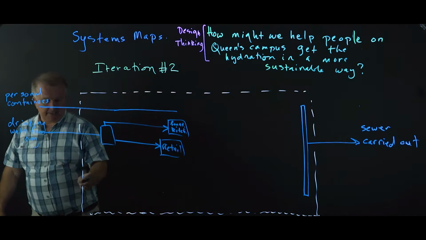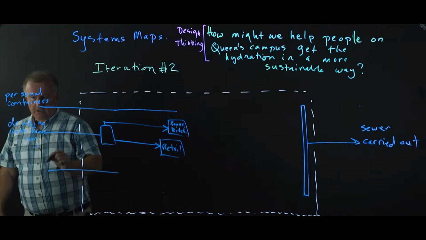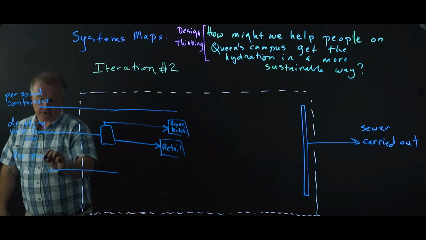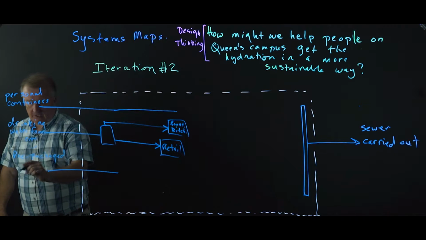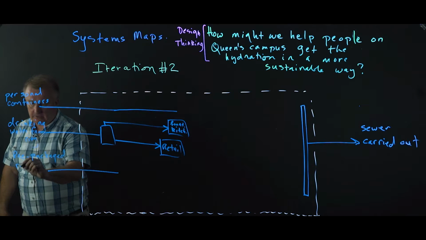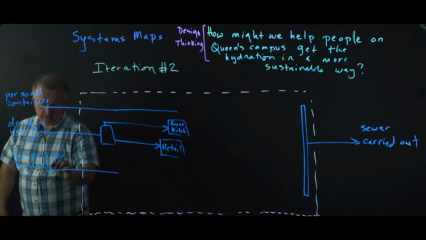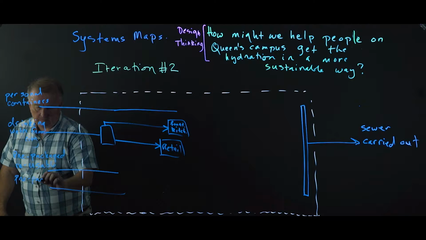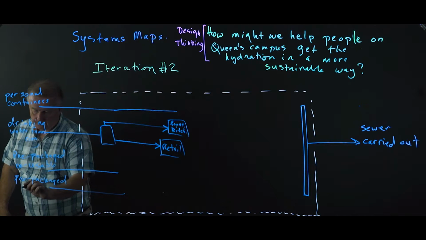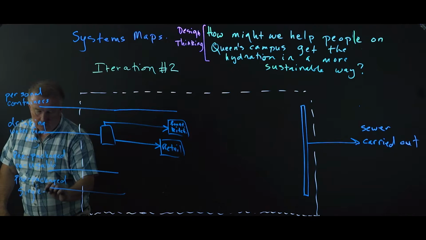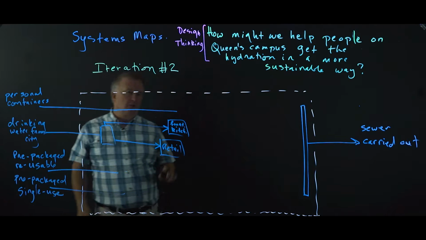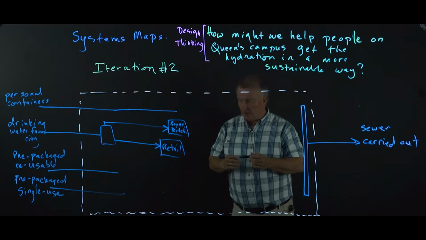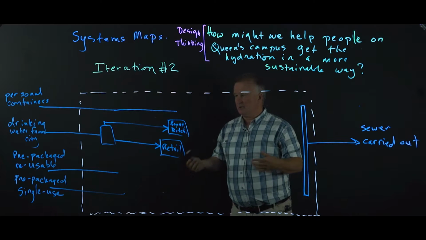A third way that we had identified is as prepackaged, and what I decided to do is to say prepackaged reusable containers. And then the next one I said was prepackaged single use. Okay, and the reason I wanted to differentiate between those is that they have different implications for the solid waste stream. So that's why I decided to differentiate between those.